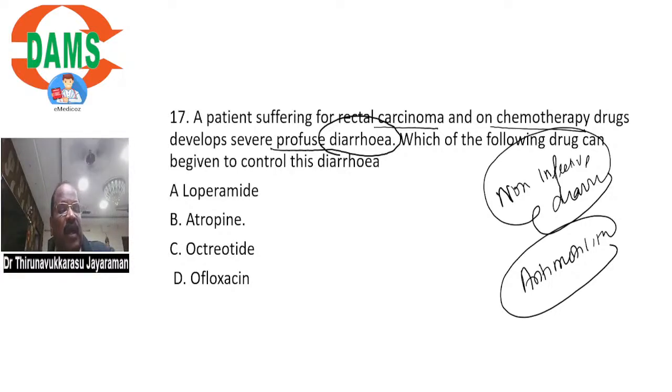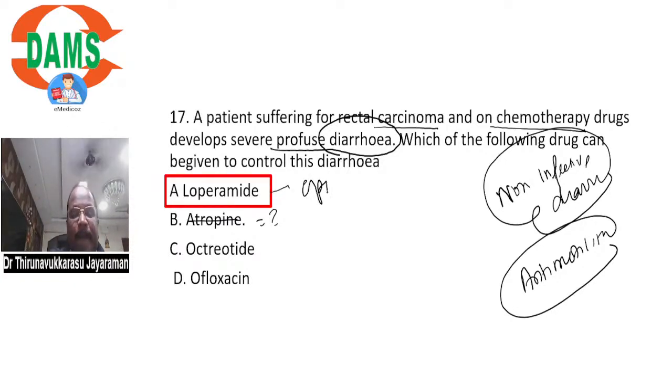I think this is an old question, but exactly what they give I don't know. Here the most probable answer is loperamide. Loperamide, one of the opioids, is very commonly useful for treatment of non-infective diarrhea. So better go for loperamide.